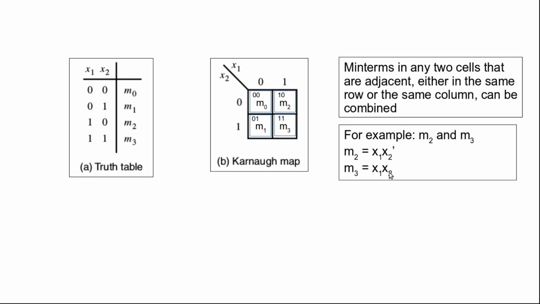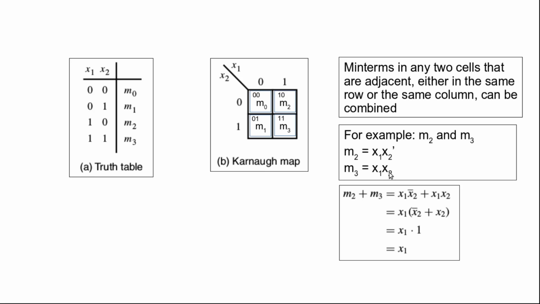So now from the postulates and theorems of Boolean algebra, we know that m2 plus m3 will be equal to x1, x2 prime plus x1, x2. So we have just replaced m2 by this product term, the minterm, and we have replaced m3 by the minterm x1, x2. Now we can take x1 common here, so that we will have x2 prime plus x2 in the bracket, and from the postulates and theorems of Boolean algebra we know that x2 prime plus x2 should be equal to 1. So we end up with x1 dot 1 and finally x1.